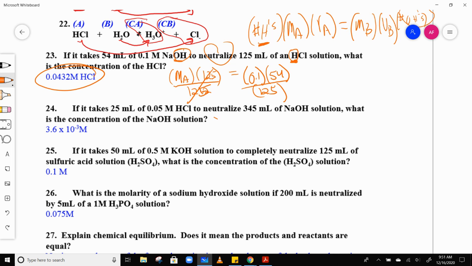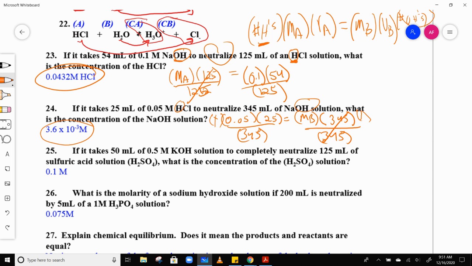Okay, number 24. The molarity of the acid is 0.05. The volume is 25. The molarity of the base is what we're looking for, and we have 345 milliliters. Both OH and HCl are 1 and 1, so it doesn't matter. Then divide by 345. 0.05 times 25 divided by 345, you should get that.